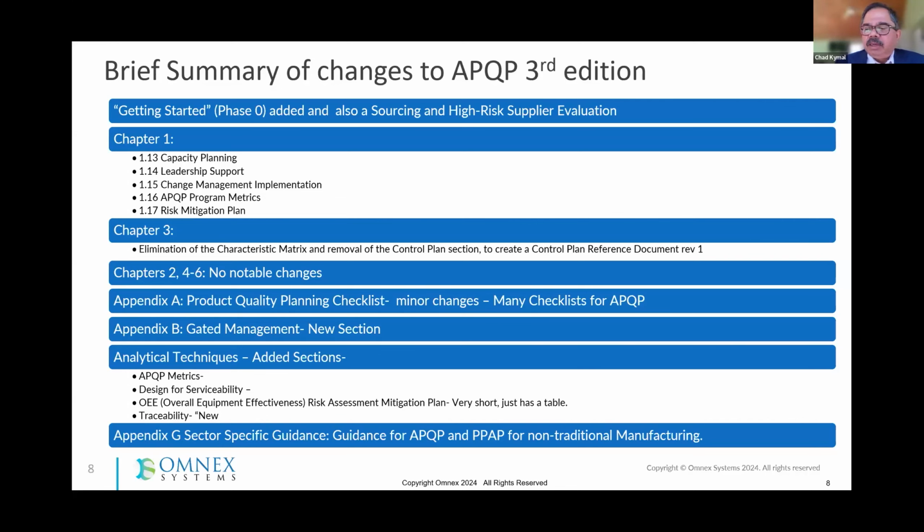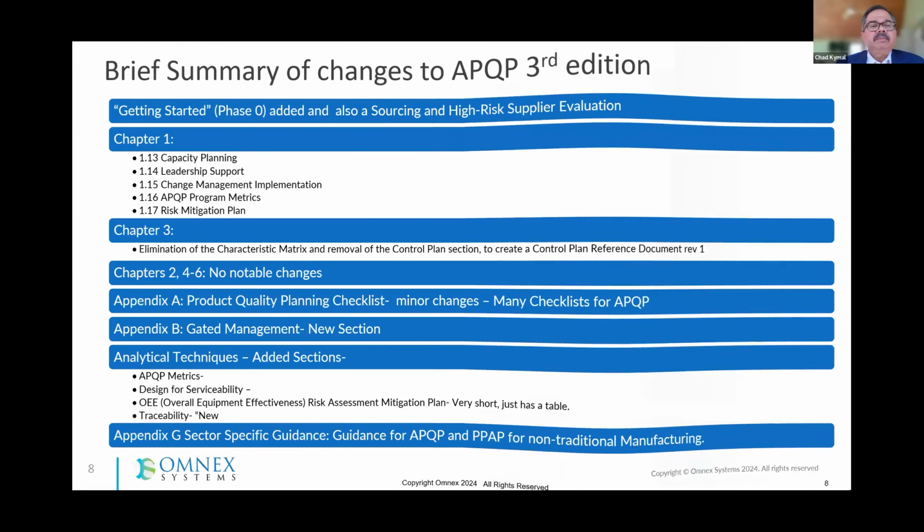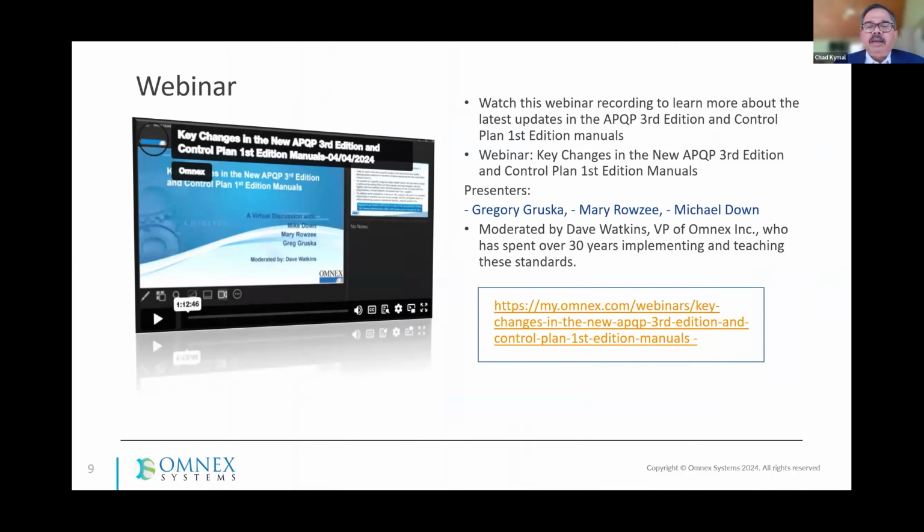Of course, because we are very involved with the electric vehicles, autonomous vehicles, and things like ASPICE and functional safety, we also thought that traceability should be not just product traceability, it needs to talk about requirements traceability and backwards and forwards traceability, similar to ASPICE. But that's not what that is, by the way. But it's a new requirement in the manual. All right. And it ends with this Appendix G, which is on sector-specific guidance for non-traditional manufacturing. All right.